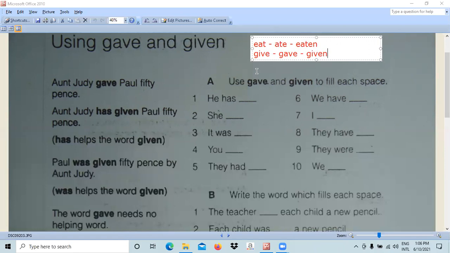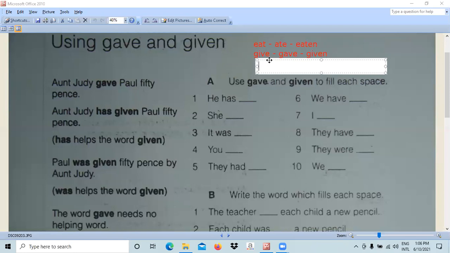The present tense and past tense can be kept alone.